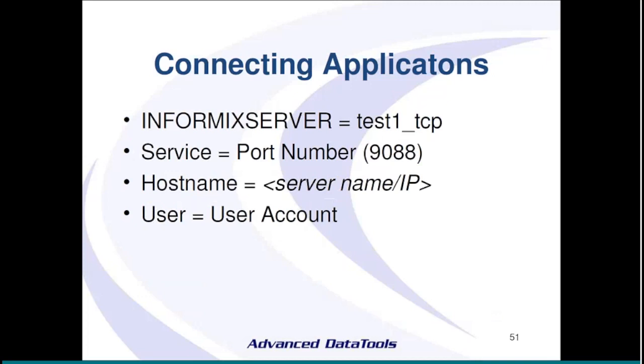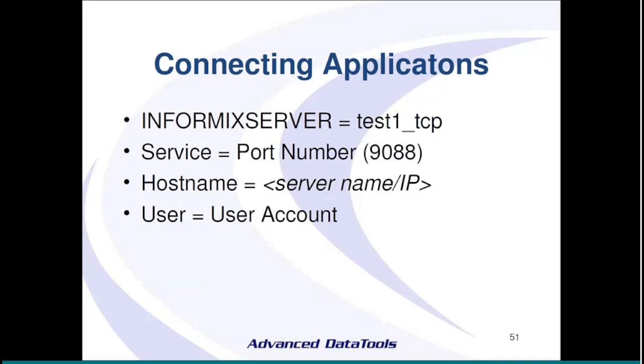This is our test1_tcp. This will be our TCP listener because we're going to be effectively connecting from a remote site, so it needs to be over TCP. The second will be a service or port number. 9088 is our default. That's what we'll be using in the demo. Again, it's whatever you set it to. The host name will be your server name or the IP address of the server Informix lives on.